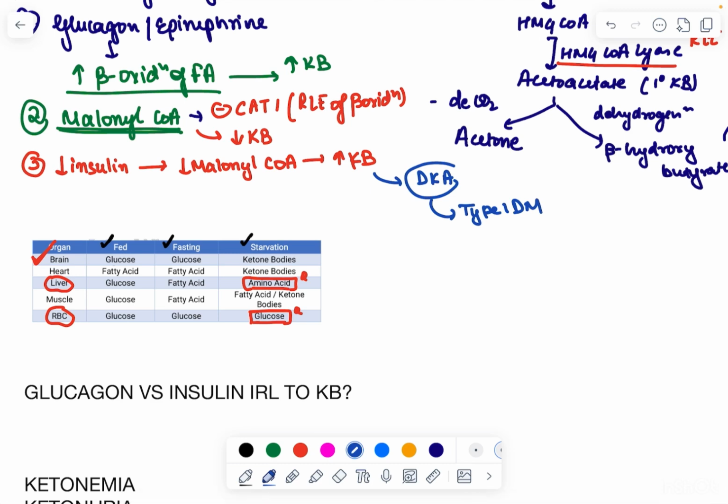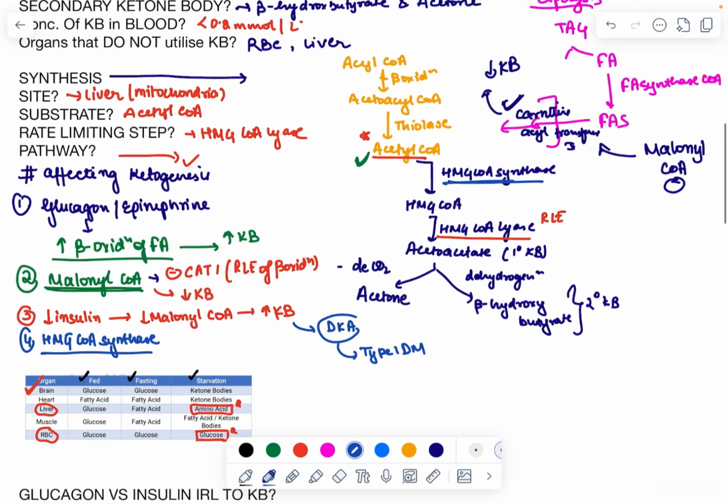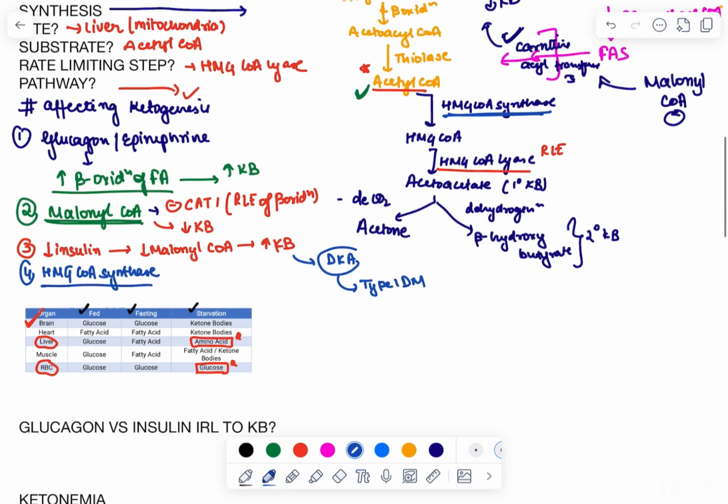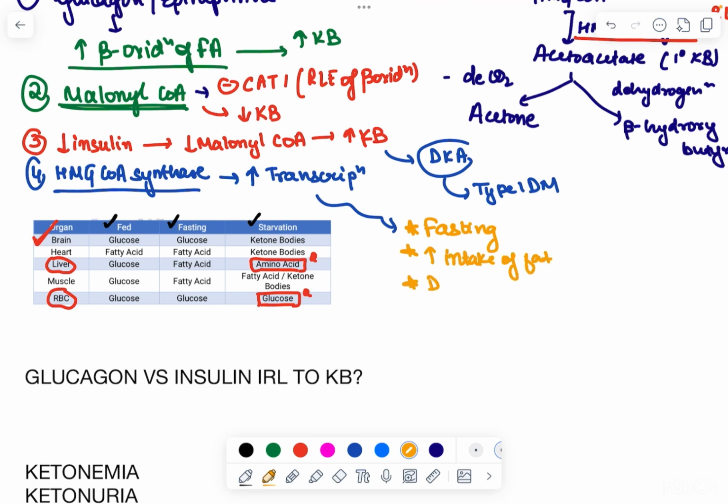Then there is one more factor, HMG CoA synthase. We had HMG CoA synthase here, right? So its induction will increase the production of ketone bodies. There is an increase in the transcription of HMG CoA synthase in conditions like fasting, increased intake of fat, and diabetes mellitus. So all of these also lead to diabetic ketoacidosis.